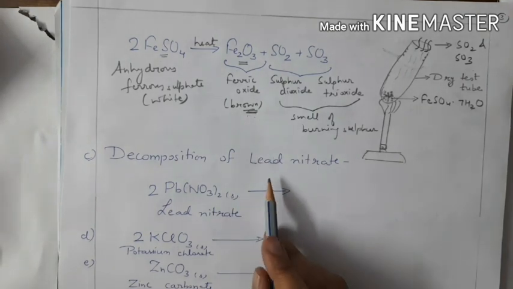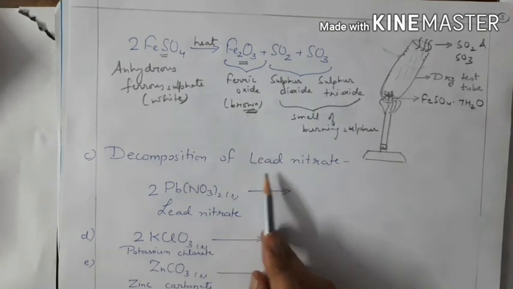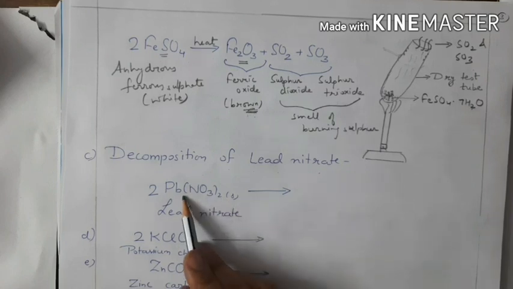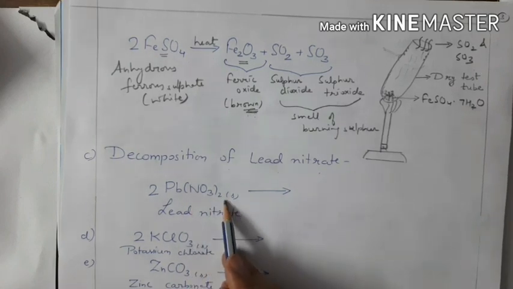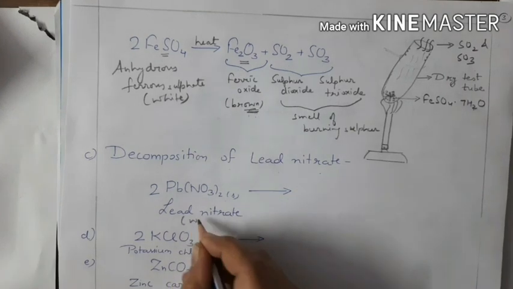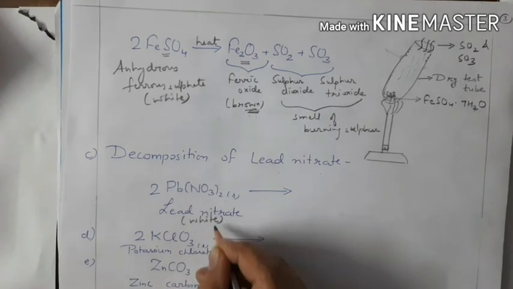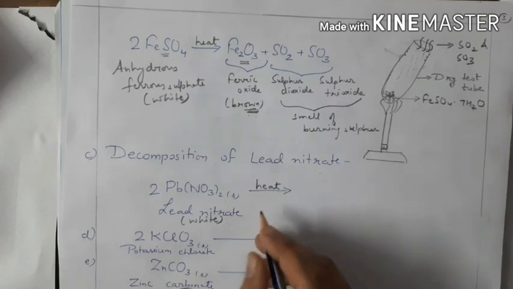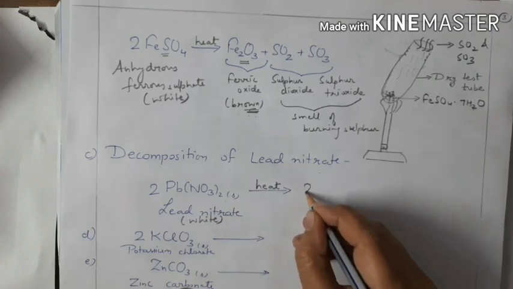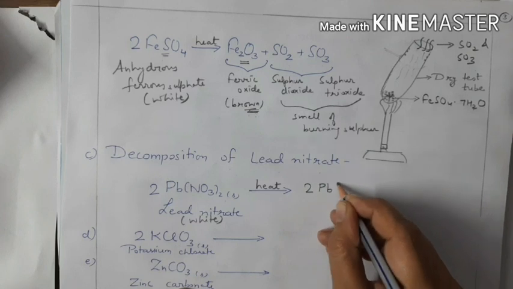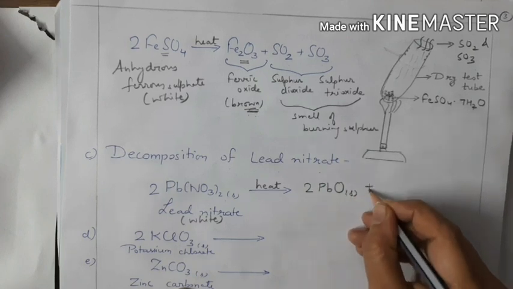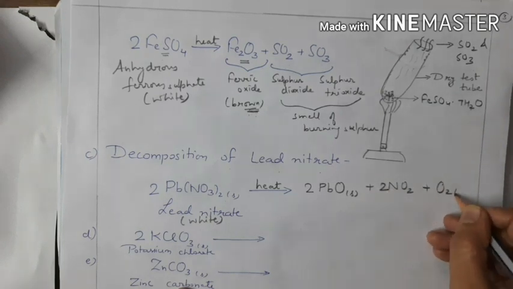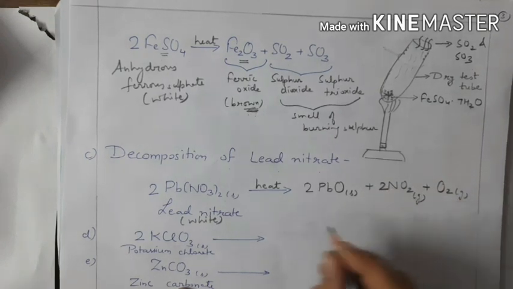Moving on to the next one, that is decomposition of lead nitrate. Lead nitrate, it is Pb(NO3)2. This is a white colored substance. When this white colored substance is heated, it decomposes, breaks down into 3 substances: lead oxide, nitrogen dioxide and oxygen gas.